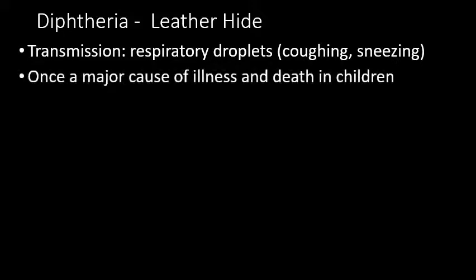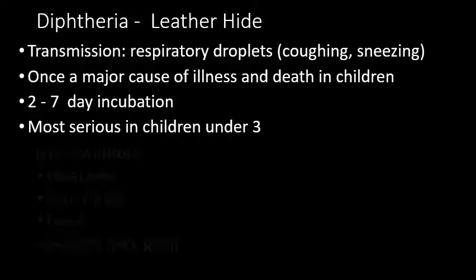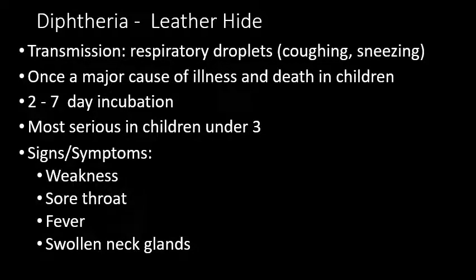And like I said, it once was a major cause of death and illness in children. There's about a 2 to 7 day incubation time period there. It was most serious in children under 3. So this is why we vaccinate young children, because we don't want them to die of these diseases. Some of the signs and symptoms: they'd have weakness, a sore throat, a fever, swollen neck glands, and you'll see a picture later on that talks about having a bull neck, so great big fat swollen lymph nodes.